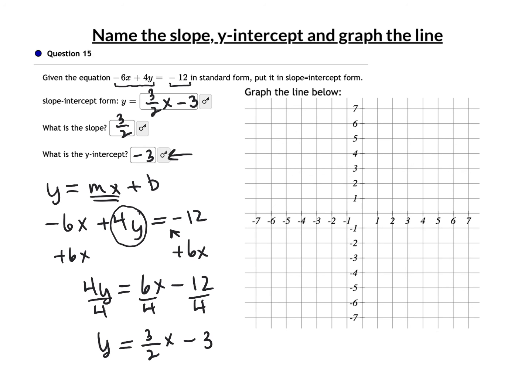So plot your y-intercept of negative 3. Use your slope where the rise over the run is positive 3 over 2. That would be up 3 and over 2, which would be right. Up 1, 2, 3 over 1, 2. Draw your line. And there's the graph of y equal 3 halves x minus 3.